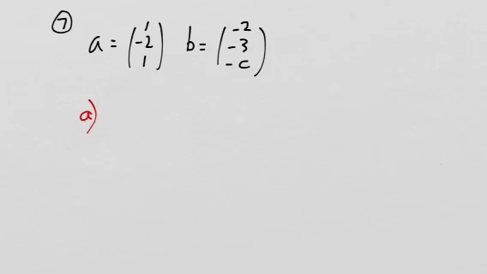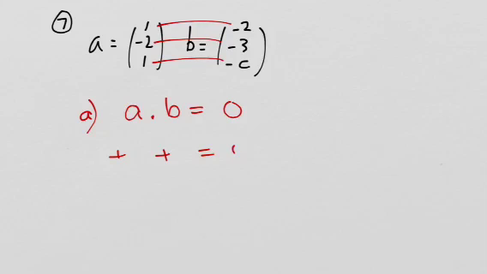Now question 7, I've rewritten the vectors as column vectors. We know from the question that the first two are perpendicular. We also know from the work that we did that perpendicular vectors means that A dot B is equal to 0. So 1 times negative 2, negative 2 times negative 3, and 1 times negative c, all of those things added together must be 0. Get a little equation and you can work out what c is.